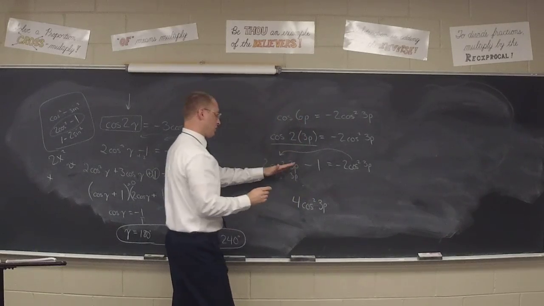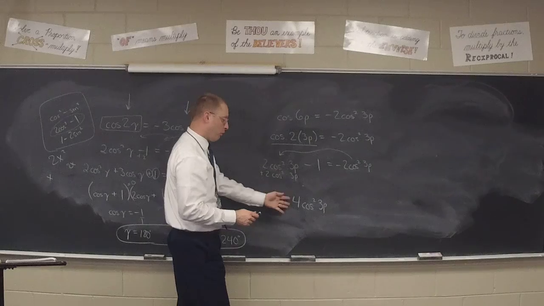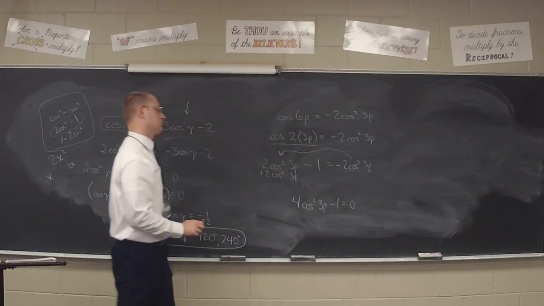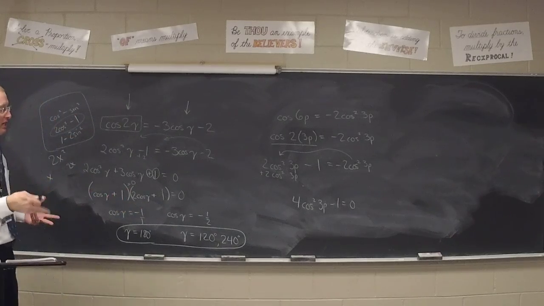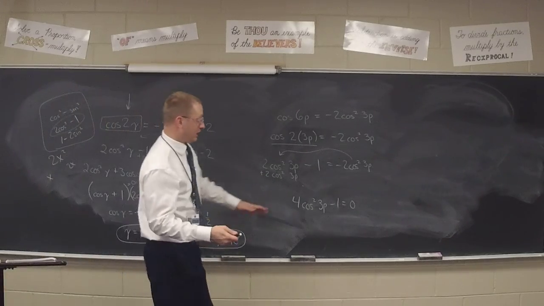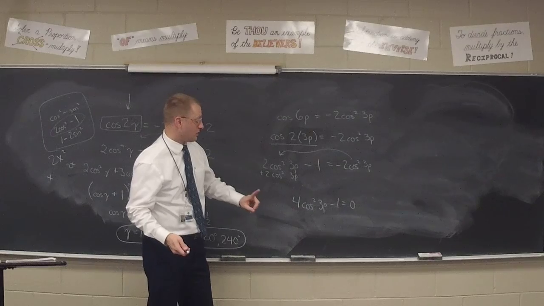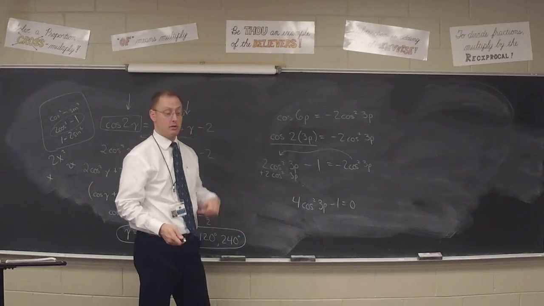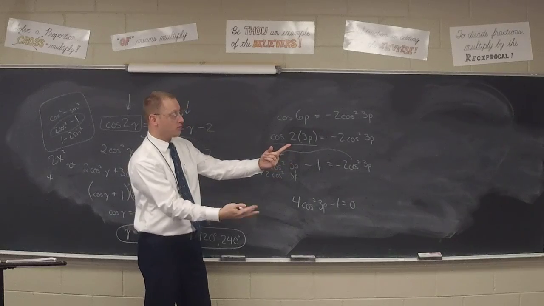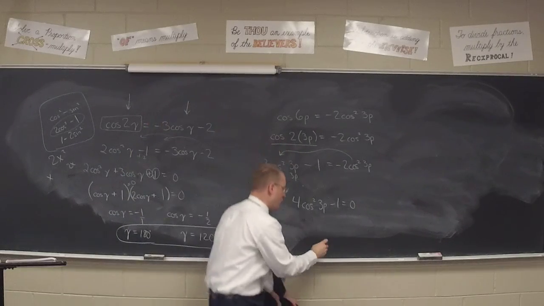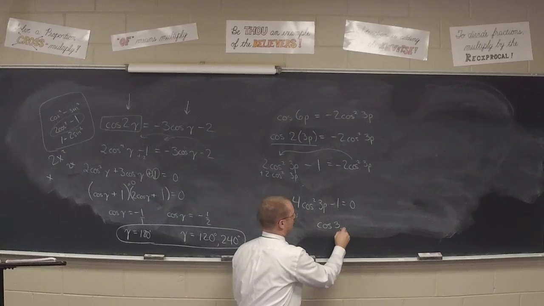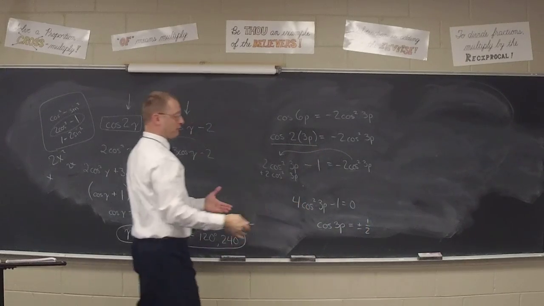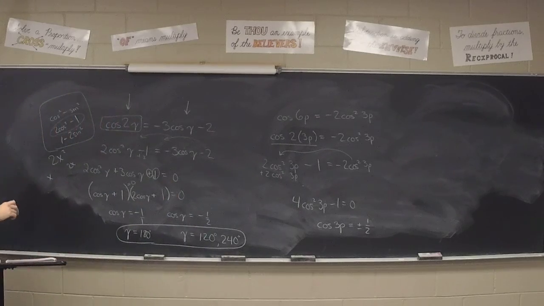I've got 2 cosine squared 3 rho plus another 2 cosine squared 3 rho, which gives me 4 cosine squared 3 rho minus 1 is equal to 0. Again, we did set it equal to 0, though we're not going to leave it this way because we're not factoring here. Instead, we're going to isolate. So move the 1 over, divide by 4, take the square root, to get cosine of 3 rho equals plus or minus a half. That's where we got the plus or minus a half.